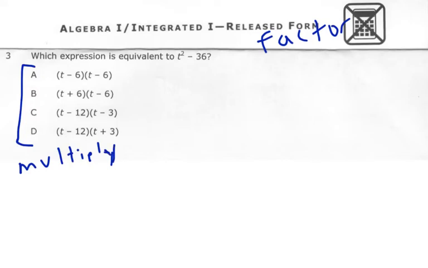I'm going to do it the factor way first, and then I'll check my work multiplying them with the box method. And you'll have your own choice. But remember, this is calculator inactive.